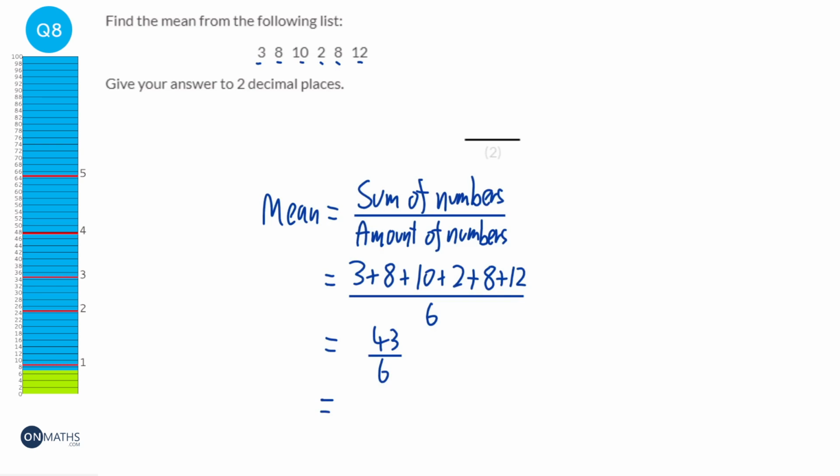And then when you do 43 divided by 6, you get 7.166 and so on. Now the question says it wants it to 2 decimal places, so we're just going to round that to 7.17.